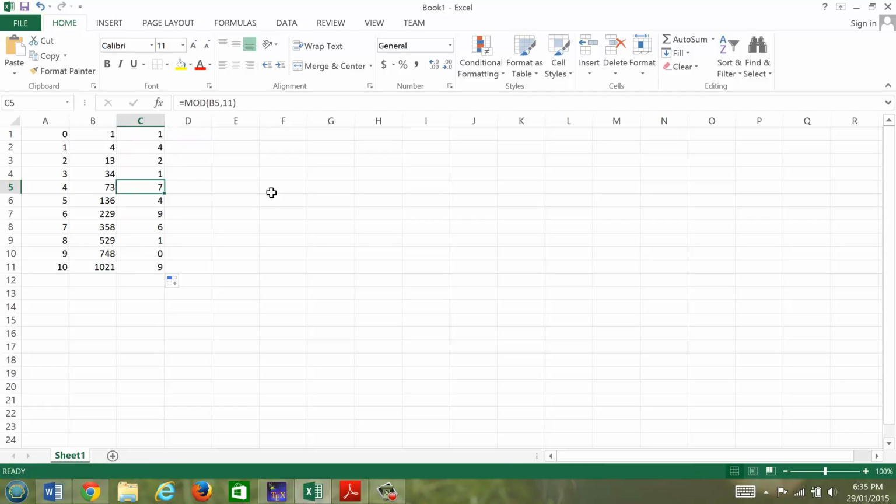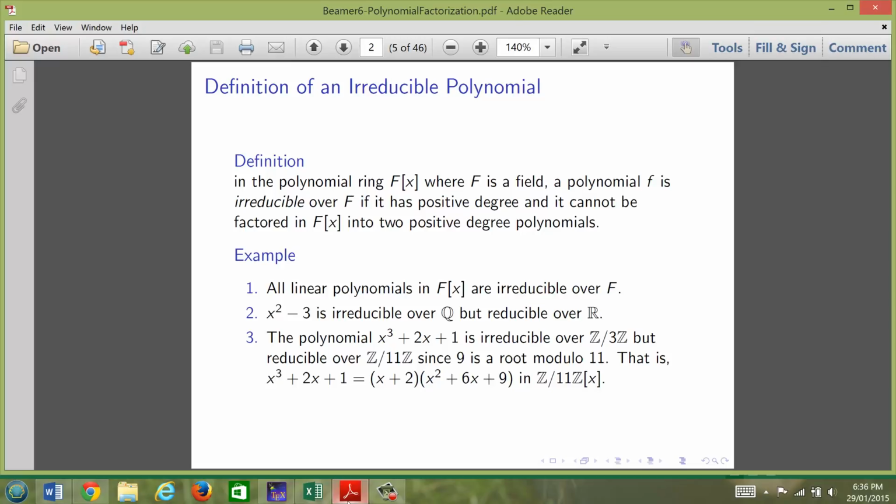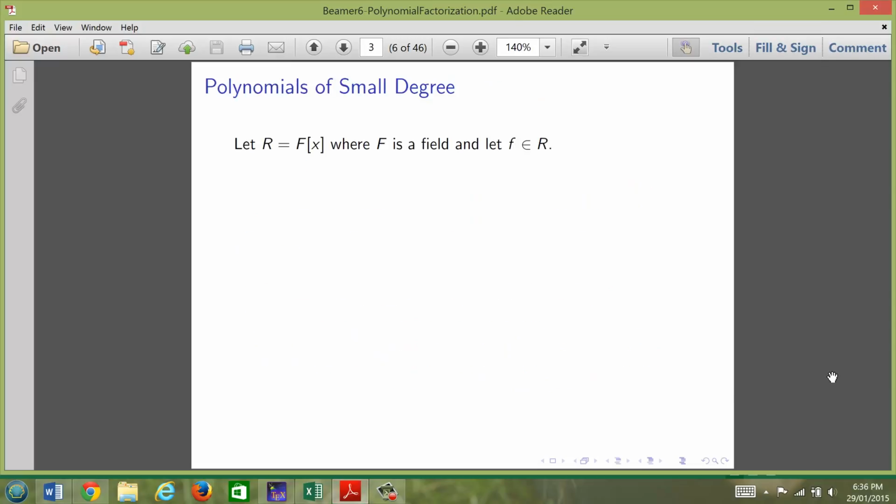And this is the way that I determined that 9 was a root of that polynomial. I used Excel, and it showed me that when I plugged 9 into that formula, and I took the result modulo 11, I was getting 0. Okay. End of that little digression. Let's continue on.